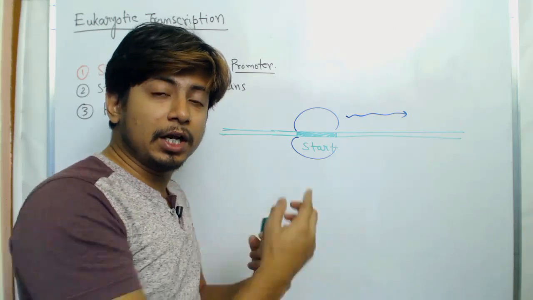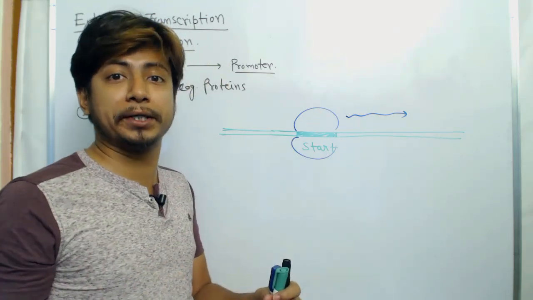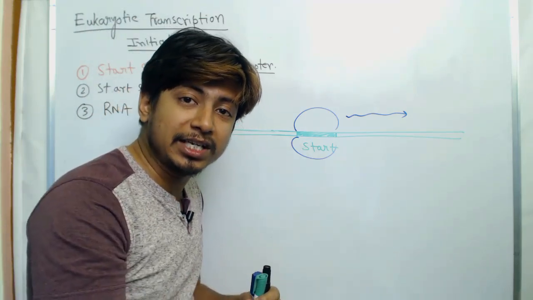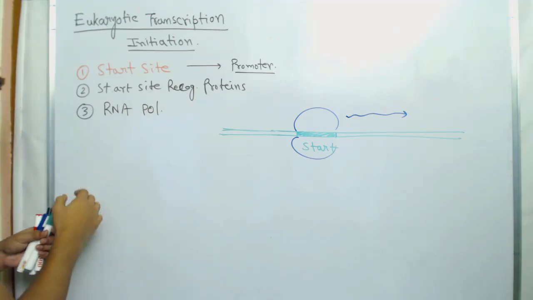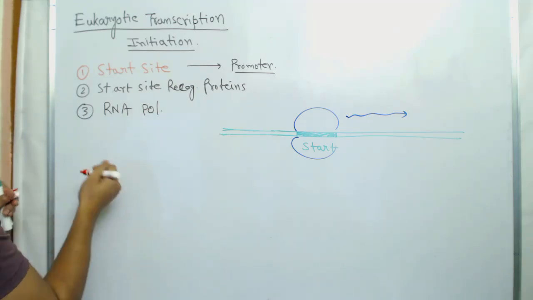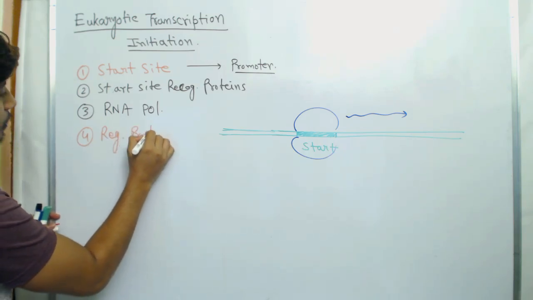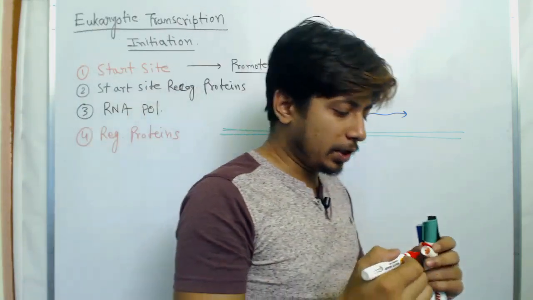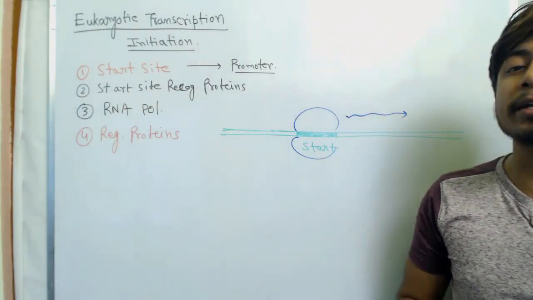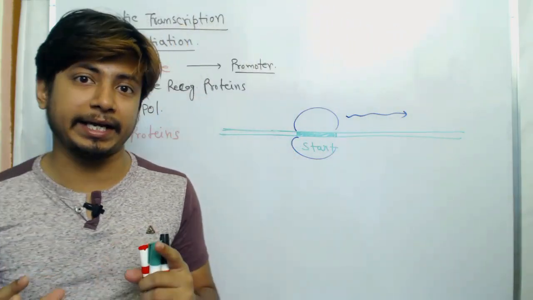And who provides the signal to either activate or suppress the transcription? Different protein factors known as activators and repressors respectively. So now these are the regulatory proteins. The fourth important constituent, regulatory proteins. So these are the four major constituents of transcription initiation in eukaryotes. Now let's look at the process in detail and how exactly it takes place.